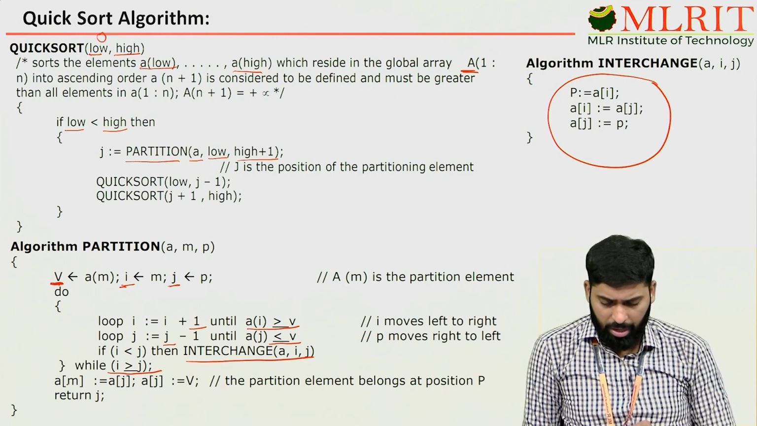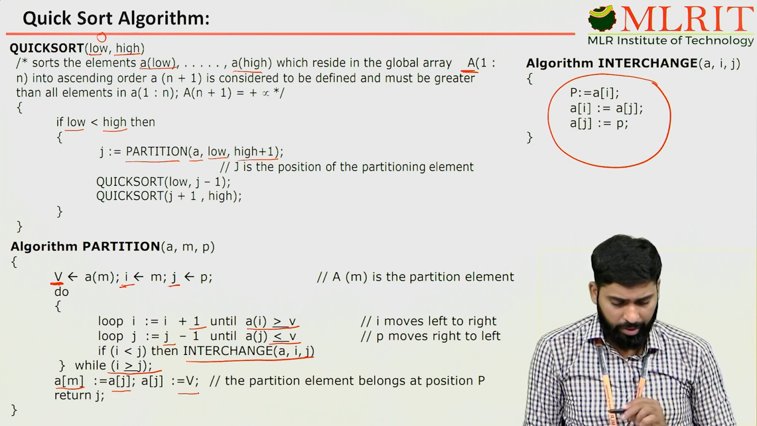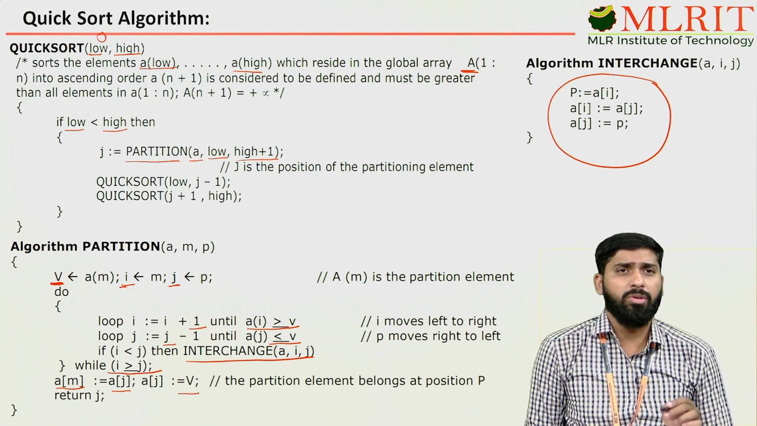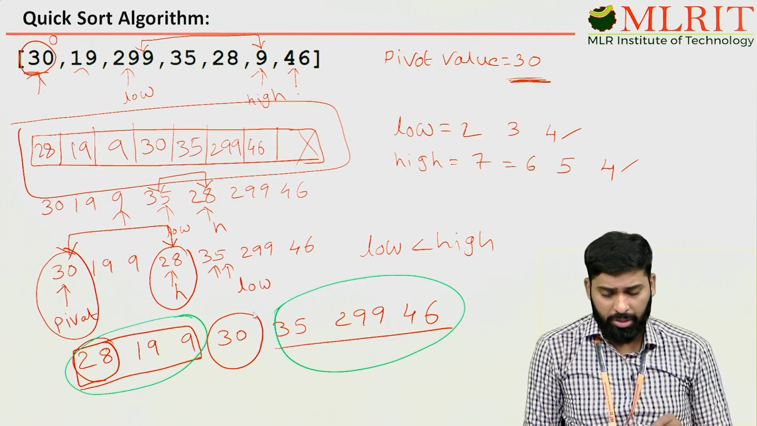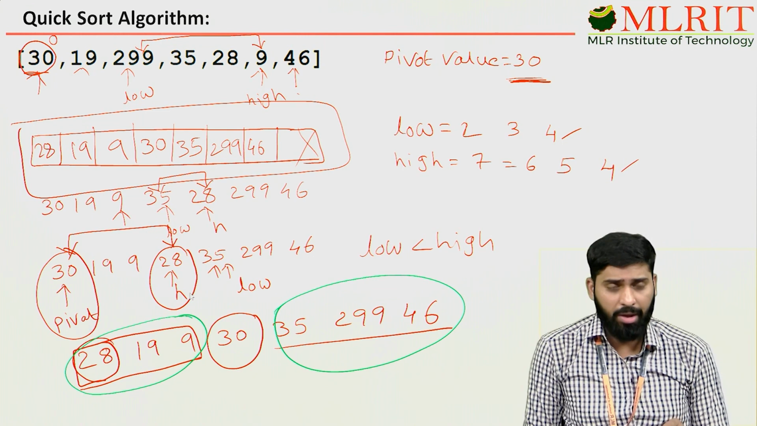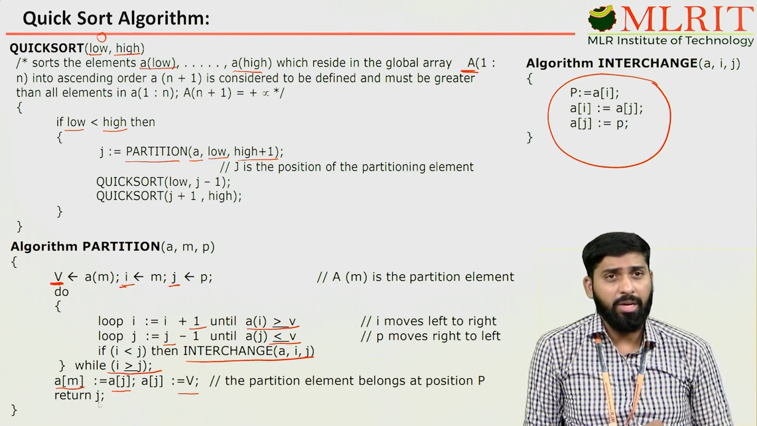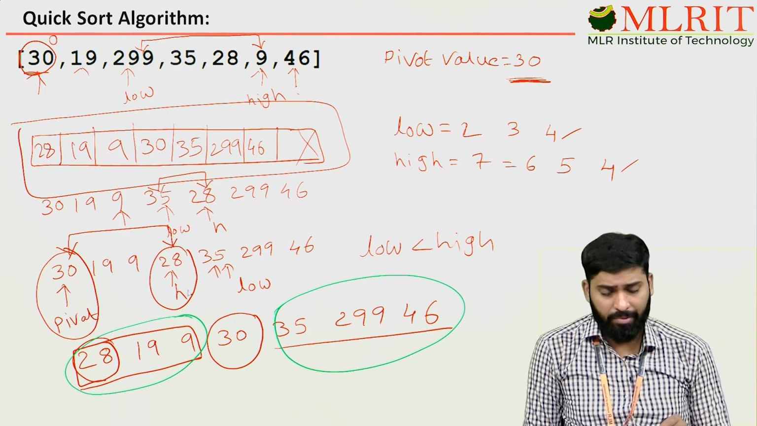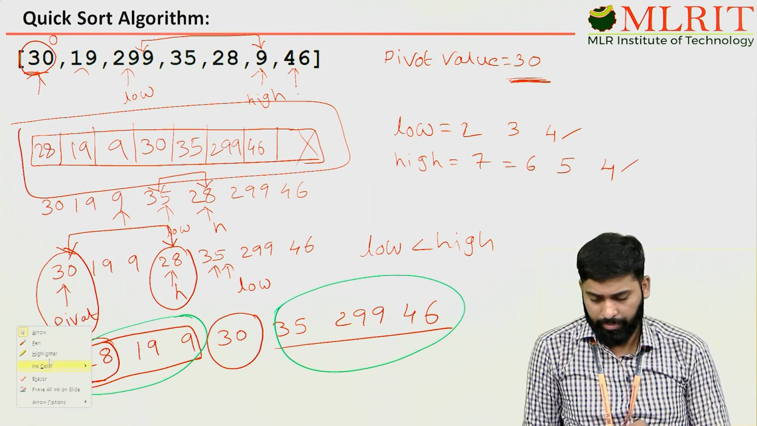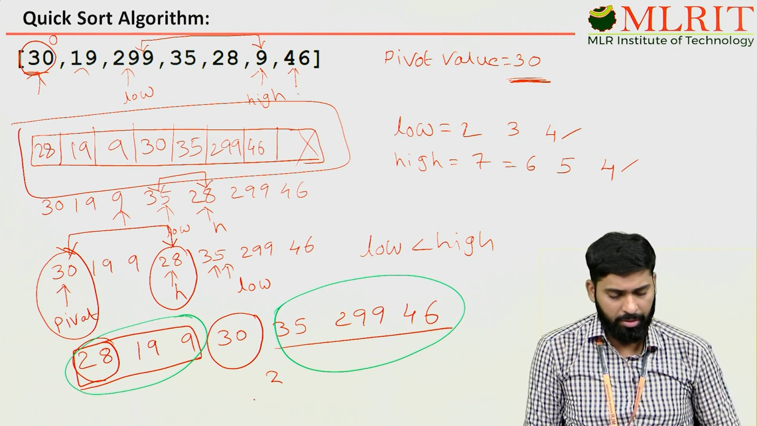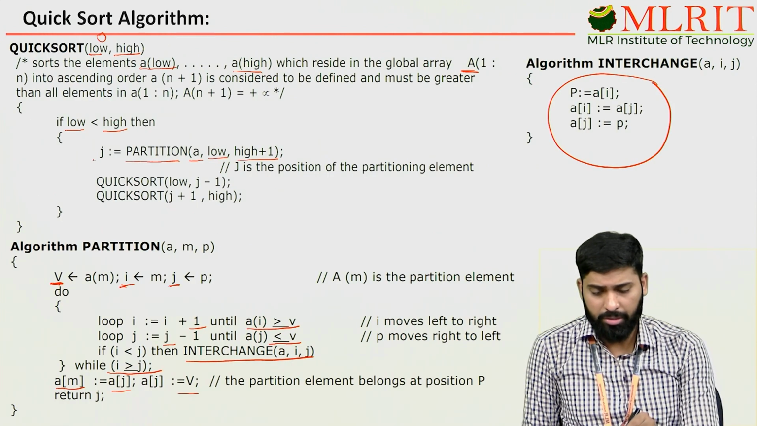Okay. A of I equals A of J and A of J equals V. That means the partition element belongs at position P. That means finally we interchange the values of the pivot and the high value. Okay, and finally we return J. J means the high value index. In this case the high value index is 3. Okay, that is sent here as J.